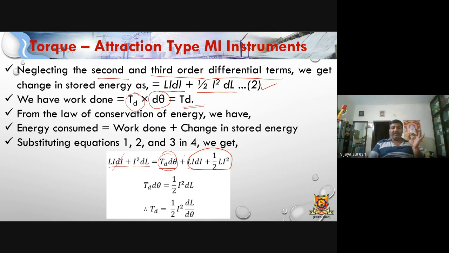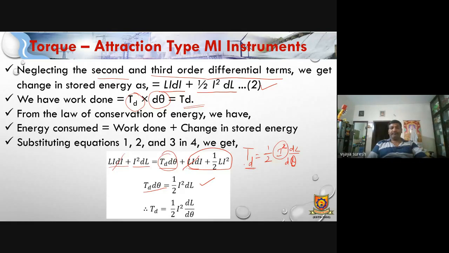This term and this term get cancelled, and Td d theta equals half I square dl. This is the expression we have. From that expression, Td equals half I square dl by d theta. You can observe L is the inductance of the coil, which is of course fixed, and d theta is a variable term, let it be. And here we can observe Td is proportional to I square. Keep that in mind.